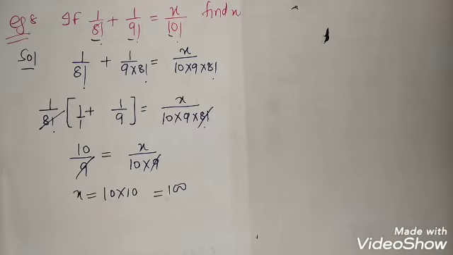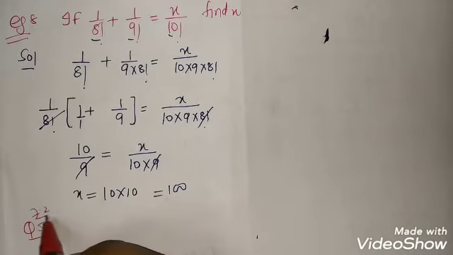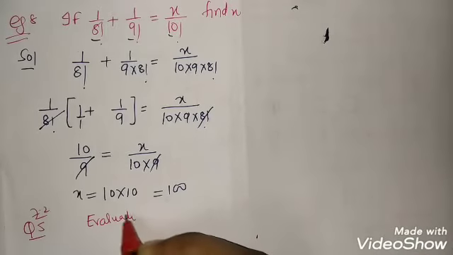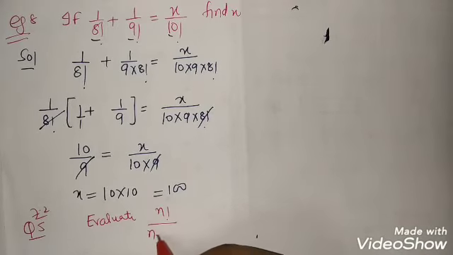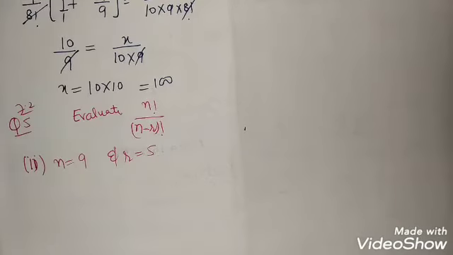How can we do this? See how we can do this. Question number 5 of exercise 7.2. I am doing one part for you. Evaluate n factorial upon n minus r factorial, with n equal to 9 and r equal to 5. This is the second part basically. The first part you'll do by yourself. Okay, how can we do this?